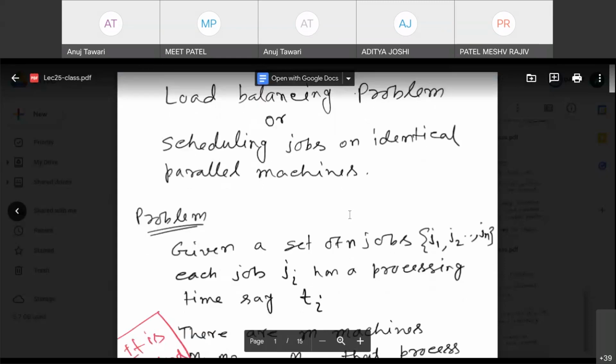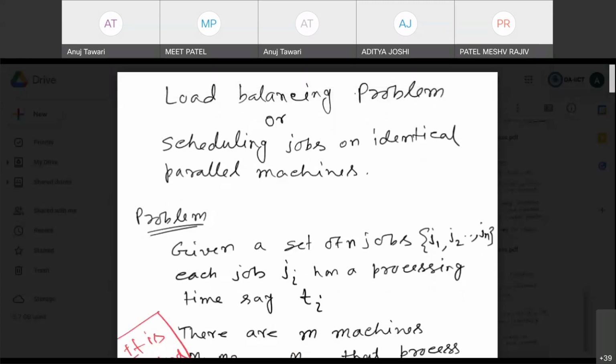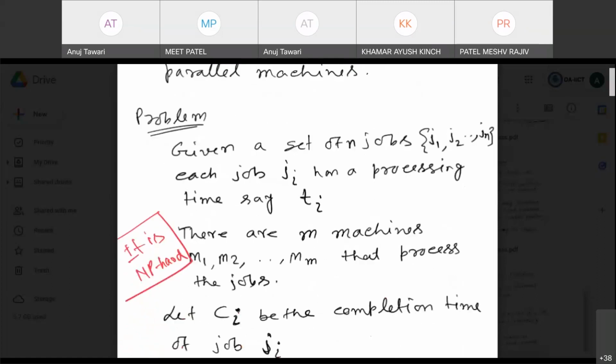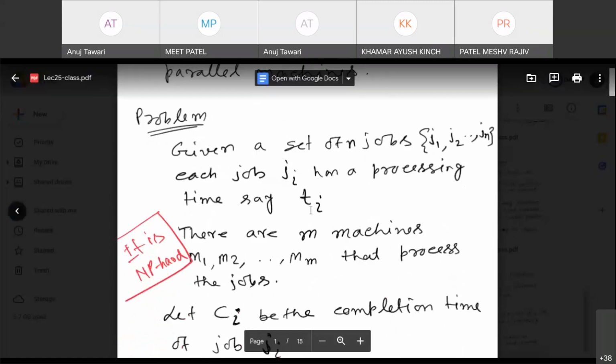Okay. So in the remaining 5 minutes, I will just introduce to you this problem, which is called a load balancing problem or scheduling jobs on identical parallel machines. Okay. So you are given a set of n jobs. Each job has some processing time, and there are m machines which can process the jobs.